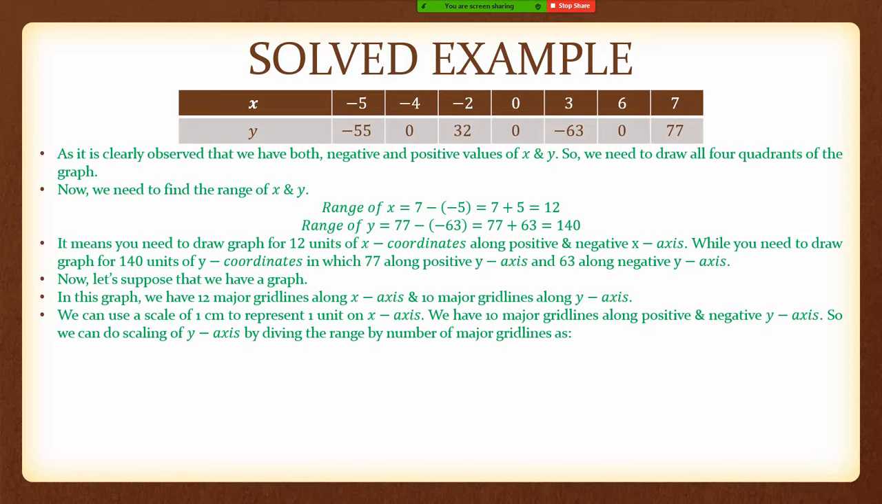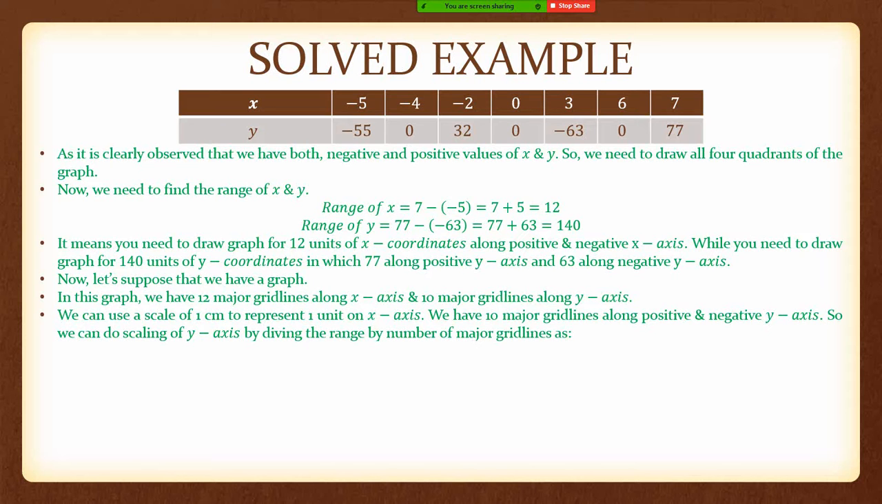We have 10 major grid lines along the positive and negative y-axis. So we can do the scaling of the y-axis by dividing the range by the number of major grid lines. I have told you earlier that we can find the values of major grid lines by dividing the range of the axes by the number of major grid lines you are provided with.